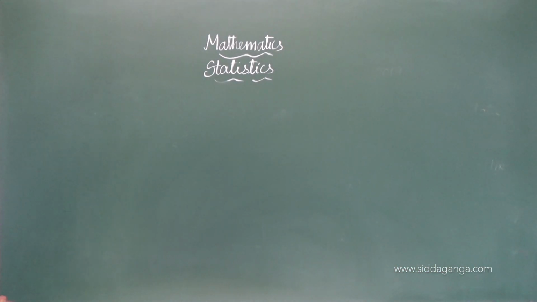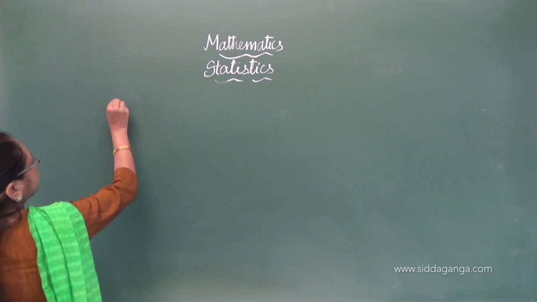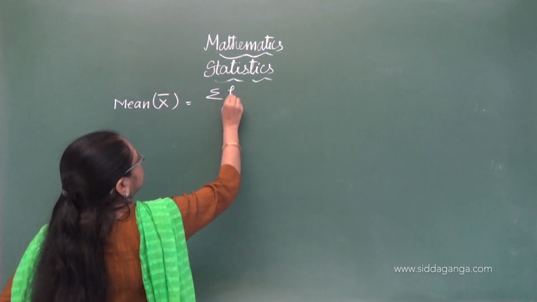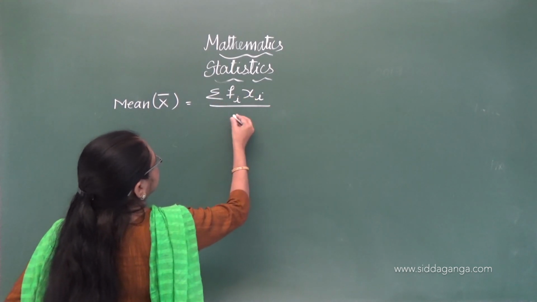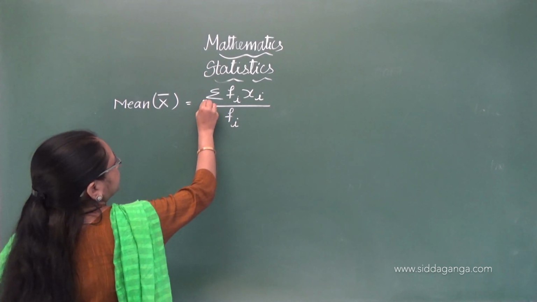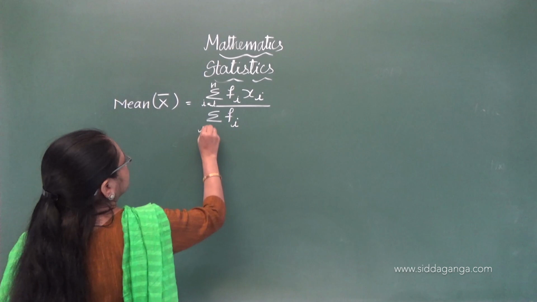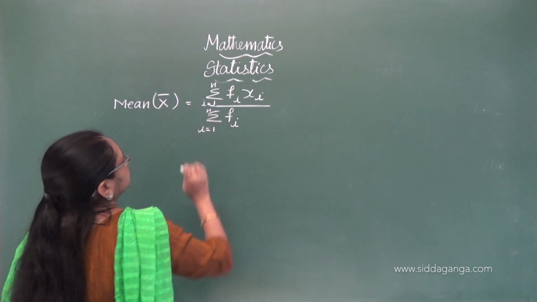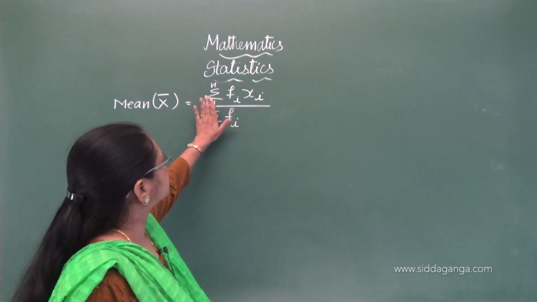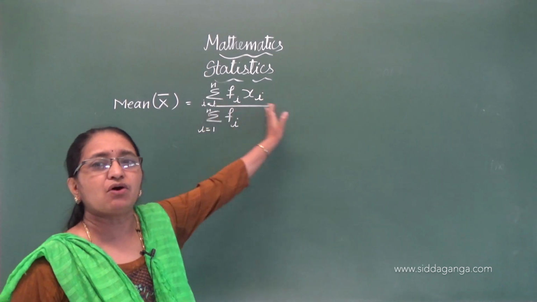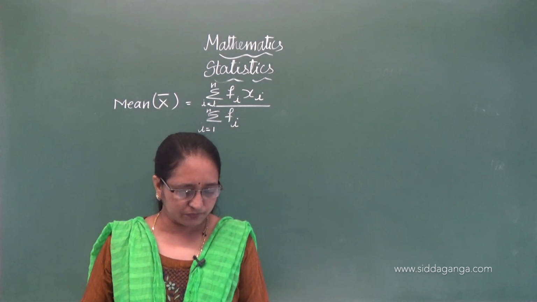So finally, the mean is represented like this: sigma fi xi divided by sigma fi. You can write here, where i is equal to 1 to n. Okay, this is the formula. I hope you understood the meaning of this. So this is the summation, sigma, summation of fi xi divided by summation of fi, means the sum of all the observations. Okay.